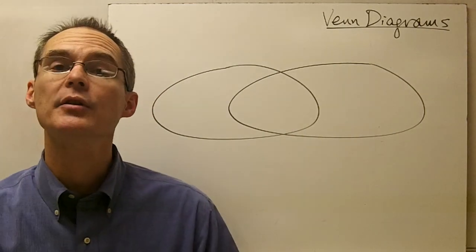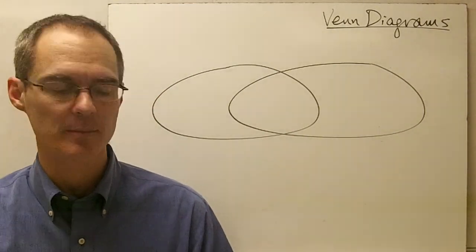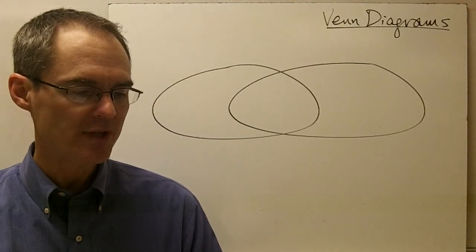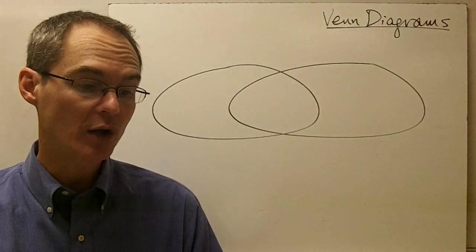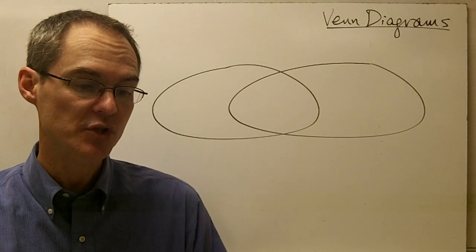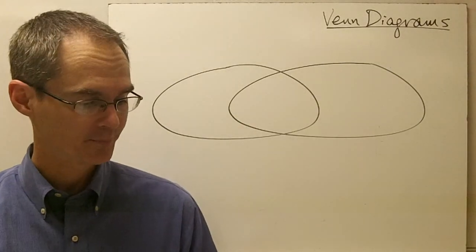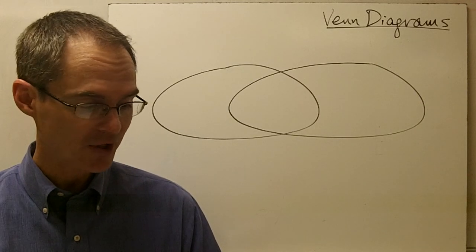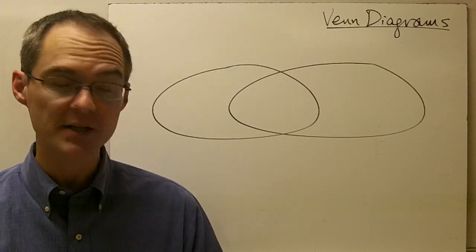Okay, in this video we're going to take a look at something called Venn diagrams. So let's take a look at the example in your notes. It says 21 students at Riverside High School are allergic to either peanuts, shellfish, or both. 14 students are allergic to peanuts, 12 are allergic to shellfish. How many are allergic to both peanuts and shellfish?